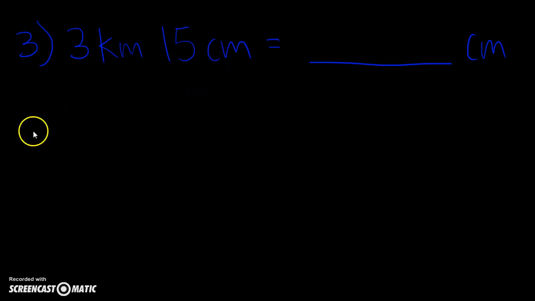Remember the last time we mentioned that 1 kilometer gives me 1000 smaller meters. It's like a packet, right? So 1 kilometer gives me a packet of 1000 meters. Now I'm supposed to get centimeters. The question is asking me for centimeters. So how do I convert? We need to use two conversions. We have to convert the kilometers twice.